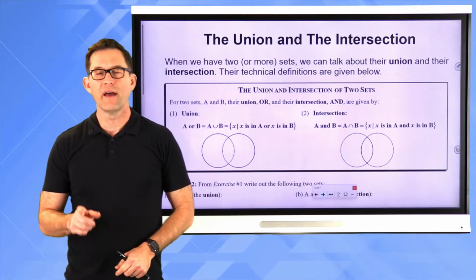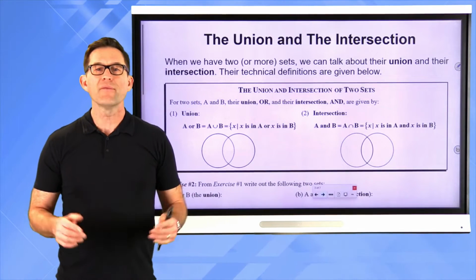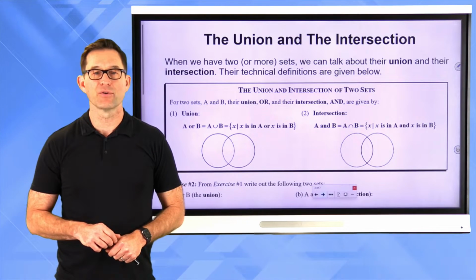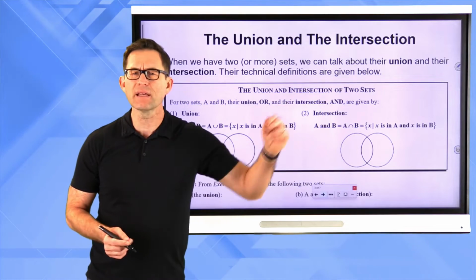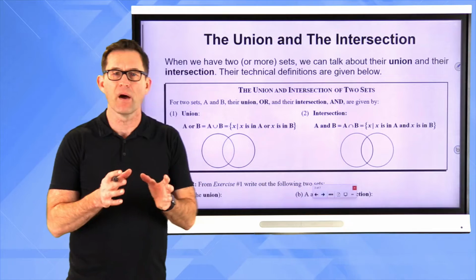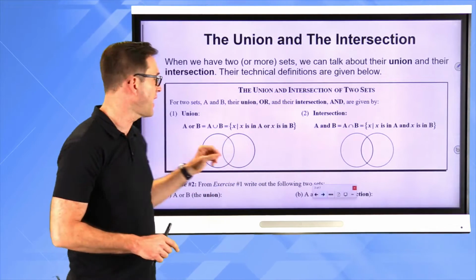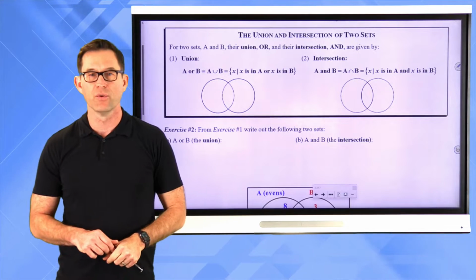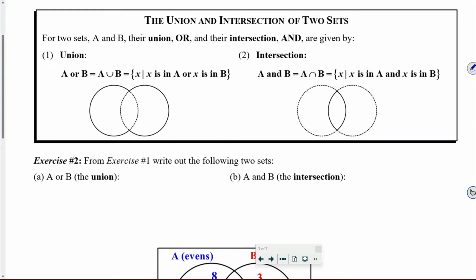All right, so let's keep going. The union and the intersection. When we have 2 or more sets, we can talk about their union and we can talk about their intersection. And these two are amazingly important concepts for the rest of this unit. So we really want to understand them by taking a look at their technical definitions. So let's talk about the union and the intersection of 2 events. For 2 sets, A and B, their union, which is given by the word or, and their intersection, which is given by the word and, are given by the following.